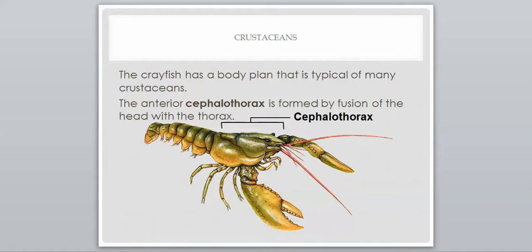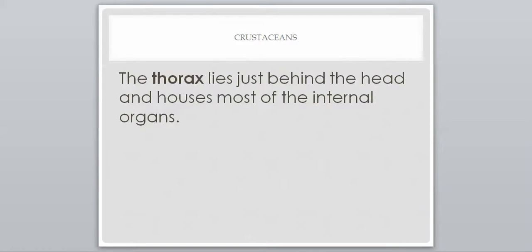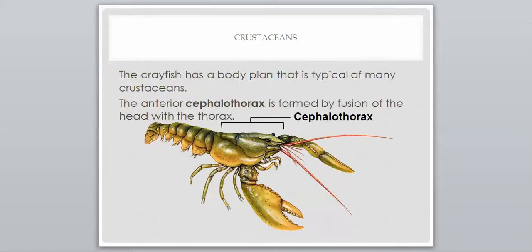as our example to see some of the structures that make up the anatomy of our crustaceans. The anterior, or front portion, is known as the cephalothorax, and this is formed by the fusion of the head with the part of the body known as the thorax. That whole area in brackets right there is the cephalothorax, the anterior portion of our crustaceans, or in this example, the crayfish. A thorax is just a part that lies right behind the head, and it holds most of the internal organs. That's a function of the thorax. So the cephalothorax is the fusion of that part with the head.